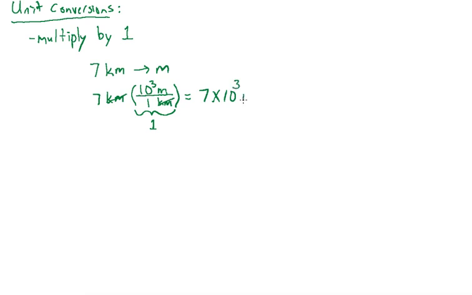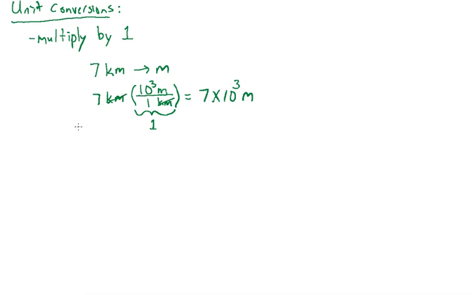Now, you might be thinking, well, wait a second, this would have been a lot easier if I had just paid attention to the prefixes, and I knew that kilometer, this K, stands for times 10 to the third, and I could have just replaced it and done that. And yes, that's true. For this problem, that would have been a much easier thing, but not always.